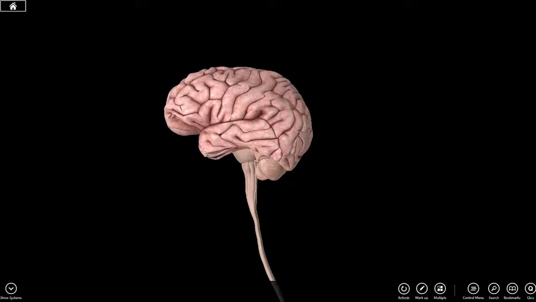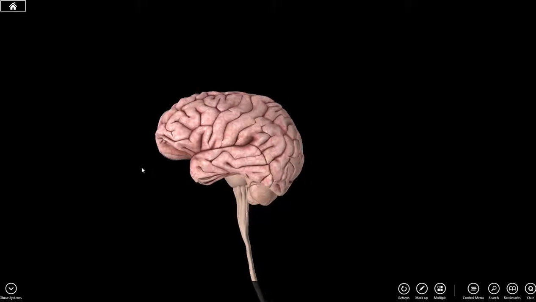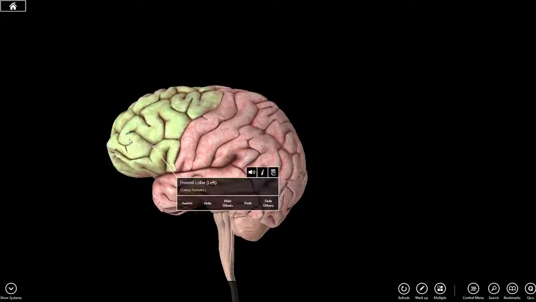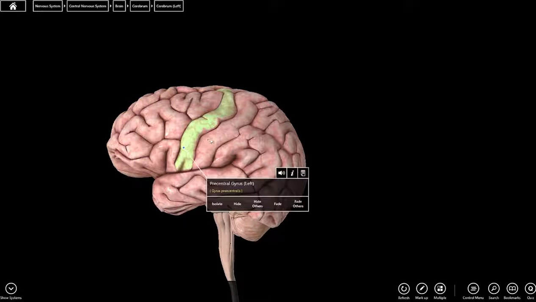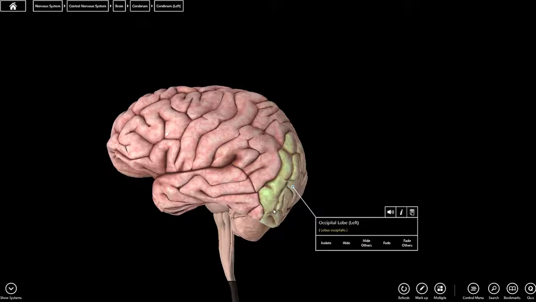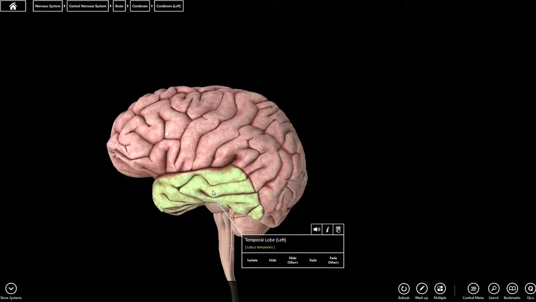Here we have a 3D model of the brain, the brainstem, and the spinal cord, stripped away of the cranial nerves and the peripheral nervous system. On the brain, the important landmarks you will note are the frontal lobe, the precentral gyrus, the postcentral gyrus, the parietal lobe, the occipital lobe, and the temporal lobe.